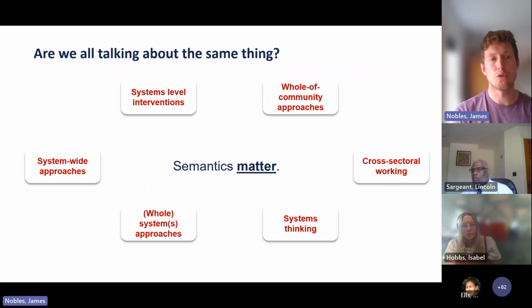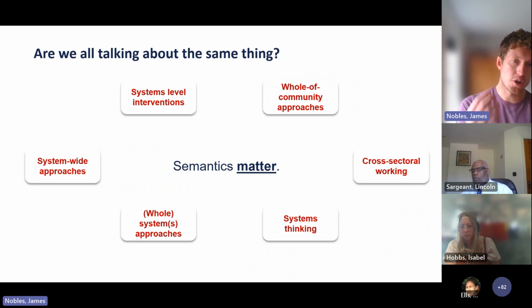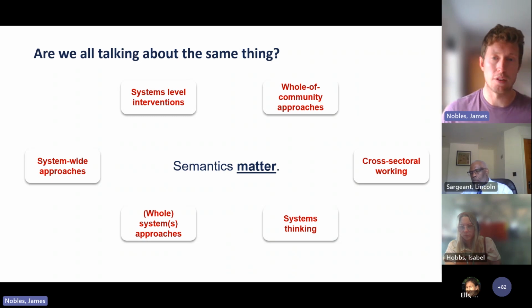But if we do start grouping all of these things together, then we risk making false claims about the effectiveness or not of systems approaches. And so trying to be very clear on what we mean when we say we're implementing a systems approach is something really to be quite mindful of.